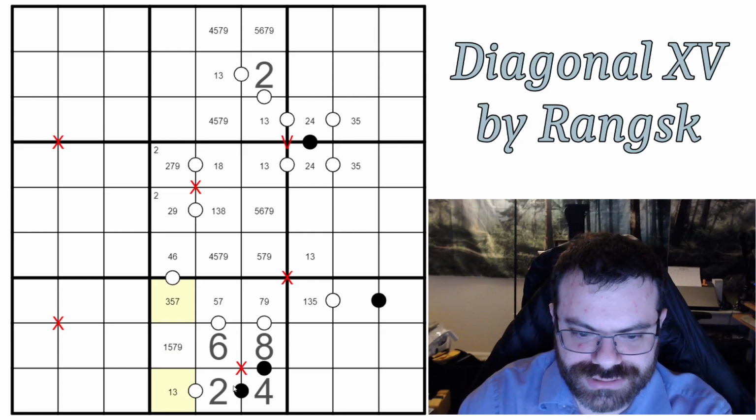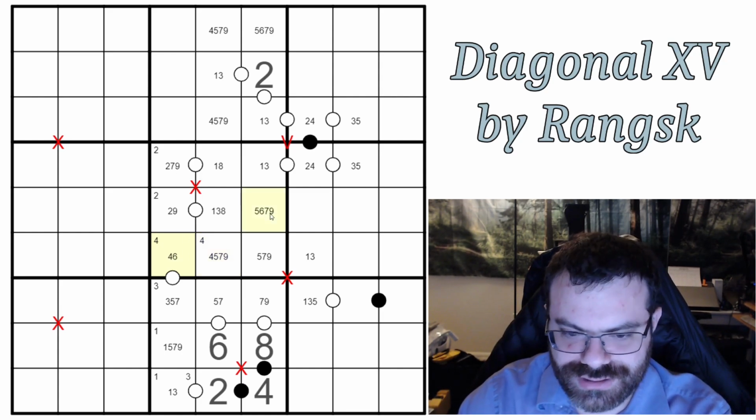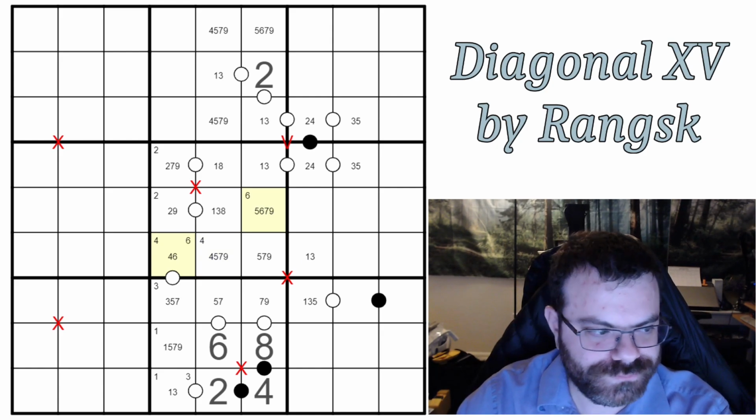So now we have 3 here or here, might as well mark that. And we have 1 here or here. And 4s are here or here, if you look at where our box candidates are. And 6s are here or here.